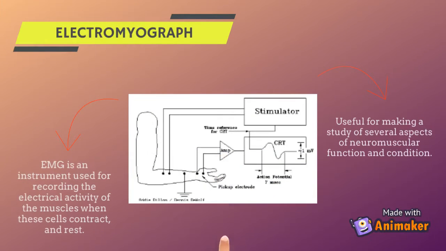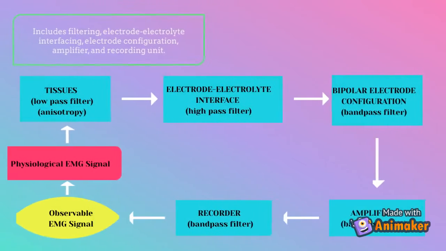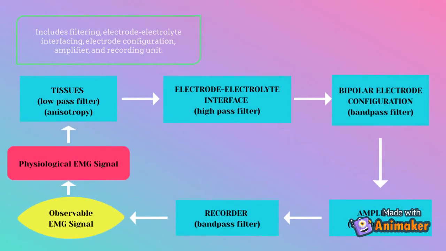EMG is an instrument used for recording the electrical activity of the muscles when these cells contract and rest. Useful for making a study of several aspects of neuromuscular function and condition. Includes filtering, electrode-electrolyte interfacing, electrode configuration, amplifier, and recording unit.